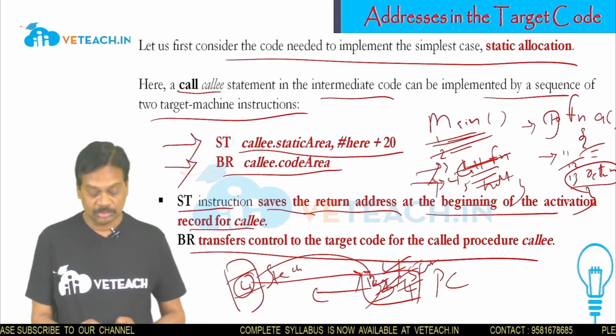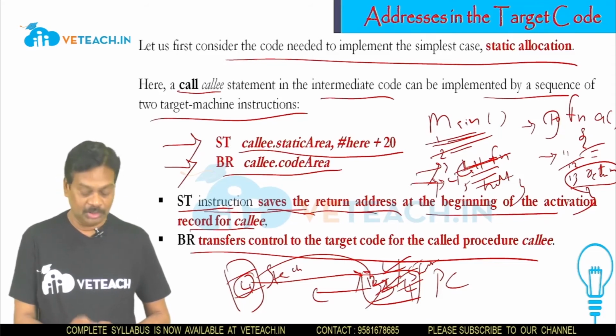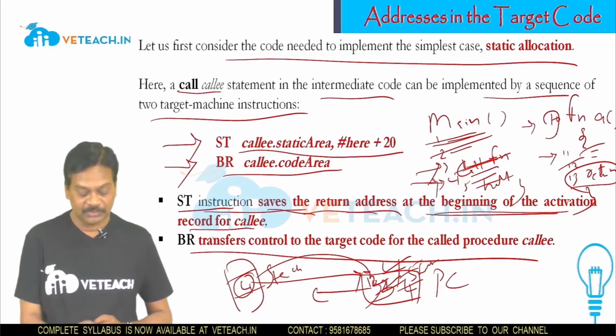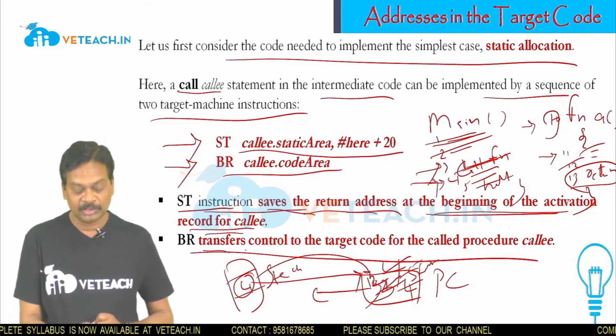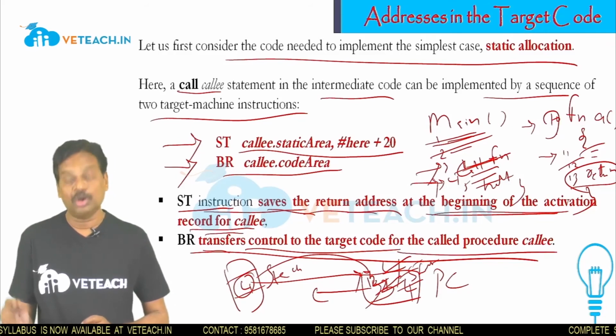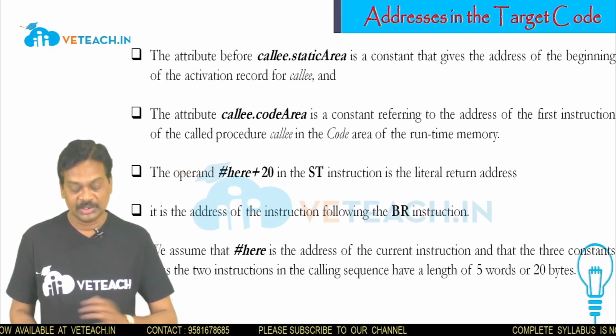So this is how the ST instruction saves the return address. What is the return address in this example? The 4 is the return address at the beginning of the activation record for calling. Once this has happened, immediately the BR transfers the control to the target code for the called procedure. Okay, so whatever I have said is described here.